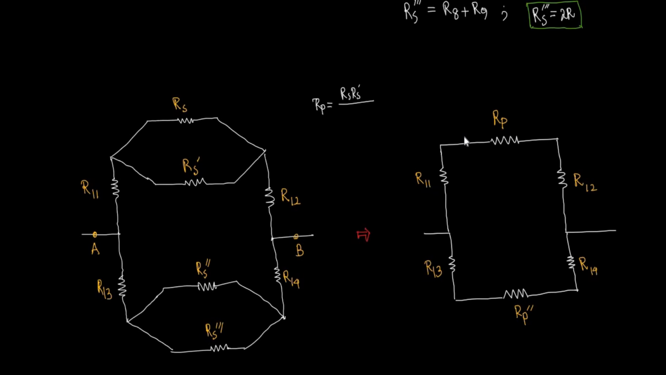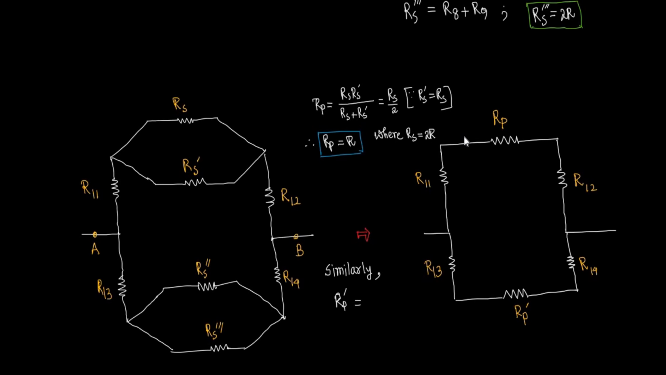Therefore, Rp is equal to Rs into Rs prime divided by Rs plus Rs prime. Rp is equal to Rs by 2, where Rs prime is equal to Rs. Therefore, Rp is equal to R, as Rs is equal to Rs prime, which is equal to 2R. That is the equivalent resistance of Rs and Rs prime.